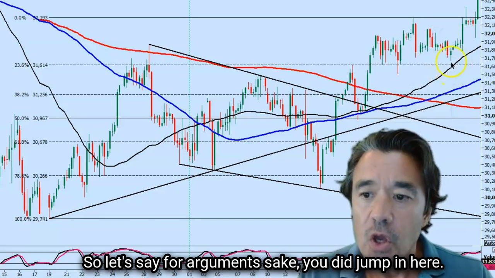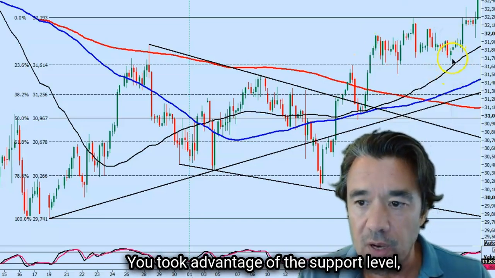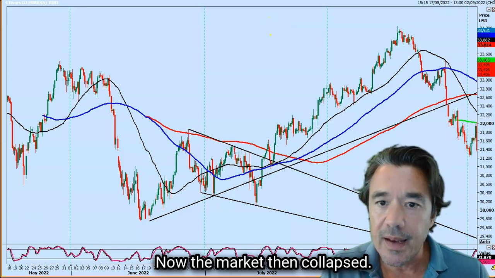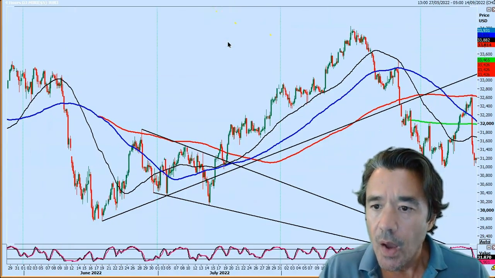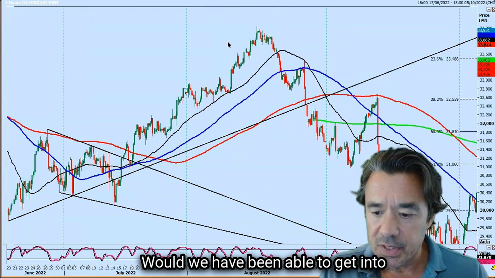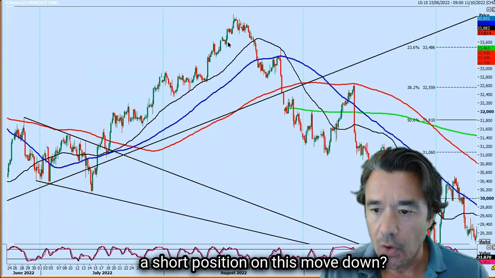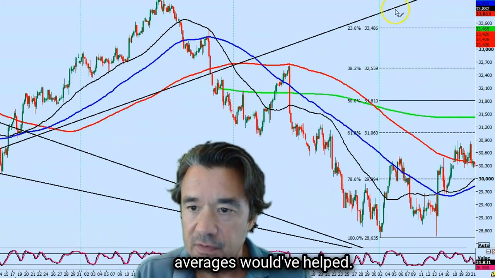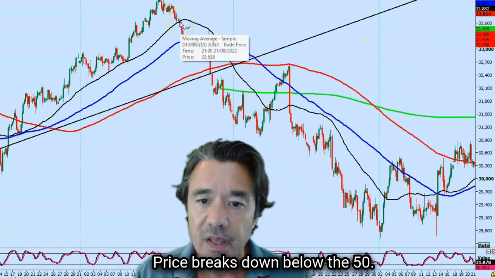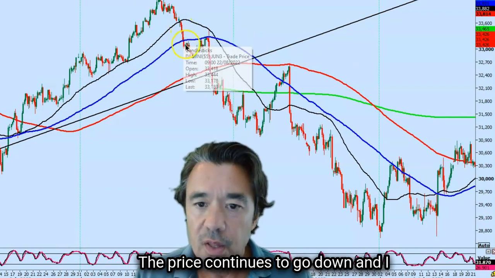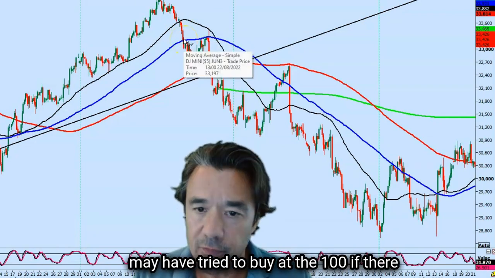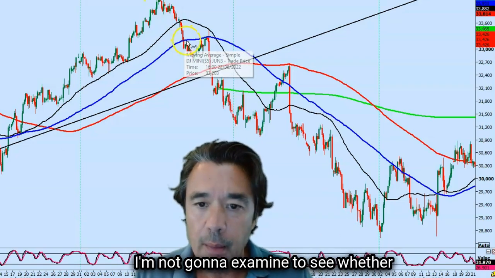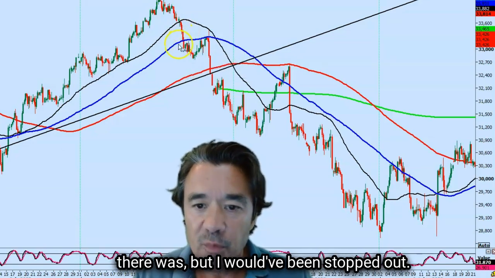So let's say, for argument's sake, you did jump in here. You took advantage of the support level of the fib and the day moving average. Now, the market then collapsed. Would we have been able to get into a short position on this move down? Let's have a look if the moving averages would have helped. Price breaks down below the 50. We're stopped out of the long position. The price continues to go down. I may have tried to buy at the 100 if there was also a trend line and a fib level there. I'm not going to examine to see whether there was, but I would have been stopped out.